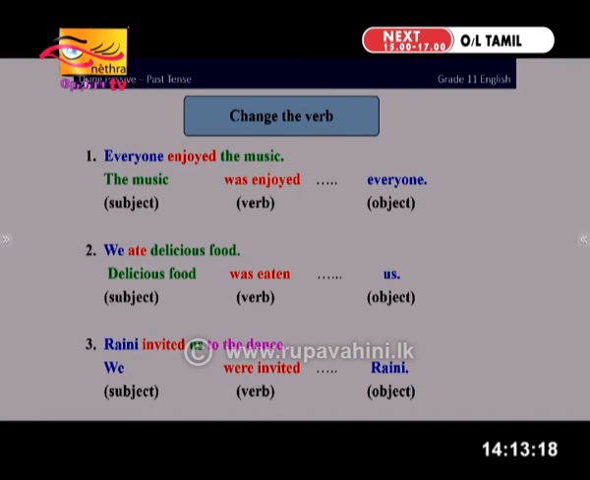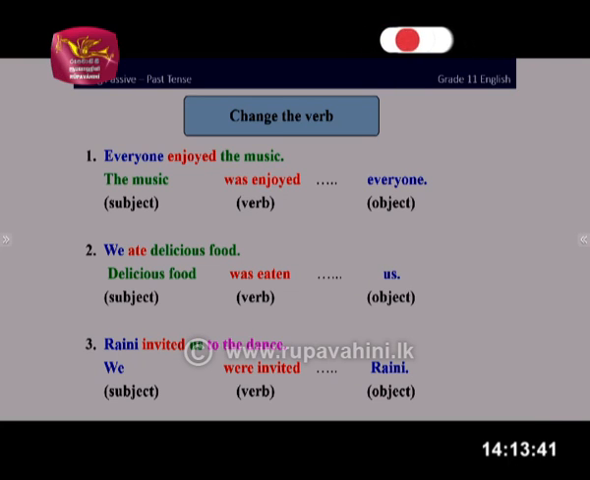Right, let's go to the second step. The second step is focused on the verb. I told you that today we are learning changing the simple past sentences into passive. Right? When you look at these sentences, you can clearly see the verbs in red: enjoyed, ate, and invited. And I told you clearly that we must use the past participle form of these verbs in order to change them into passive. And observe the change we have made in the verbs.